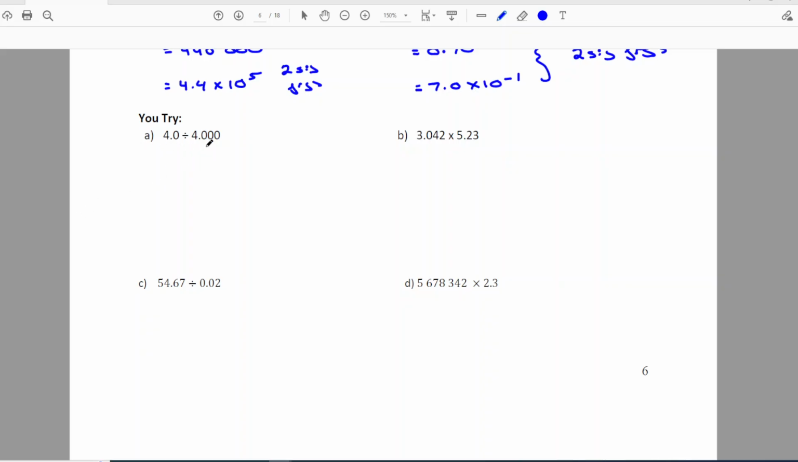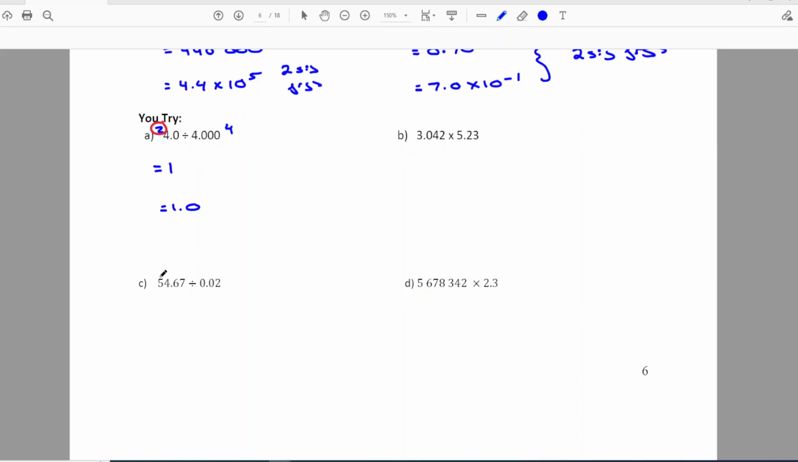So for this one, we've got 4.0 divided by 4.000. In other words, we've got 4 divided by 4, which we know is 1. But let's look at our significance. This has 2 sig figs. This has 4 sig figs. So I'm limited to my 2 significant figures, which means I would write my answer as 1.0 to 2 sig figs. All right, what about the next one?